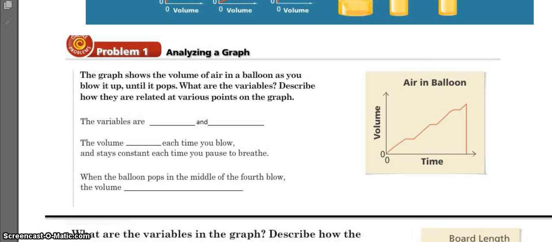So moving on, when we look at this graph that shows you blowing up a balloon until it pops, you see that we don't have a constant rate of change because you're blowing it up with your mouth. If you had a tank, this might be different. But the variables here, the two things that change, are the time and the volume.